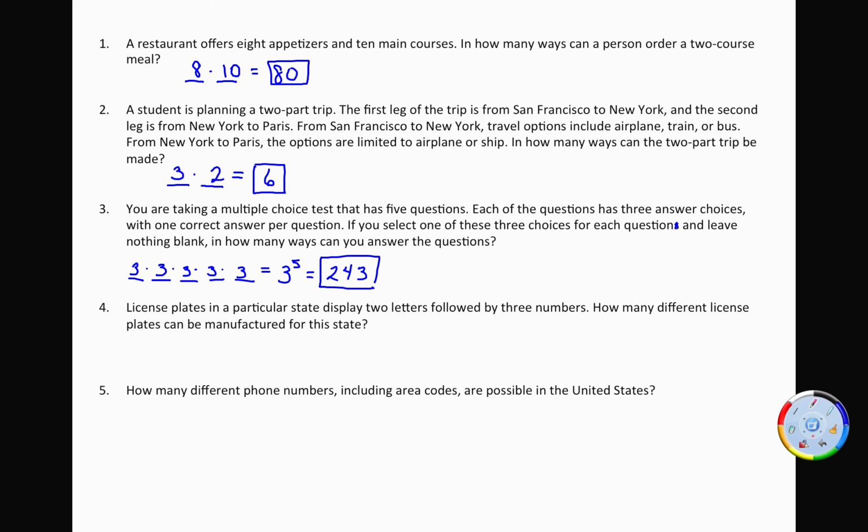What if leaving a question blank was an option? Then the only difference that would make, you still have 5 questions that you have to answer, but now instead of 3 options, there's 4, adding the option of leaving the question blank. And for each of the 5 questions, you have the option of leaving it blank. Notice one option is just handing in a blank paper. Another option is getting every question correct and everything in between.